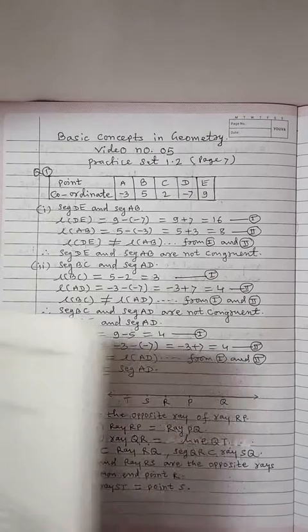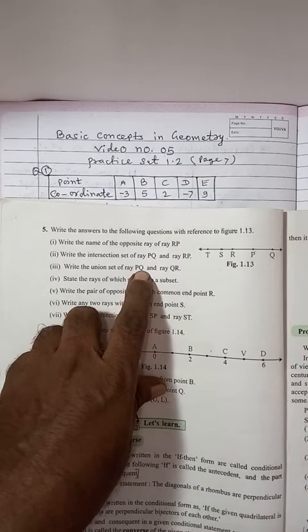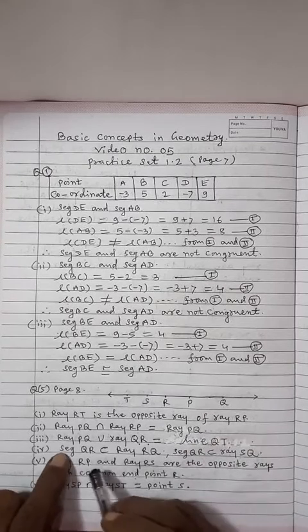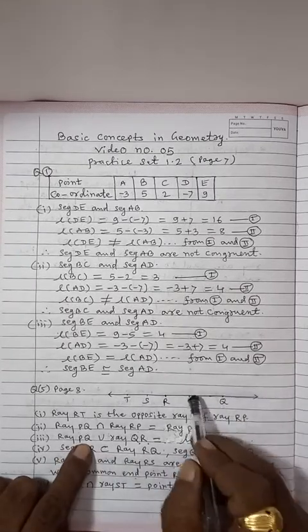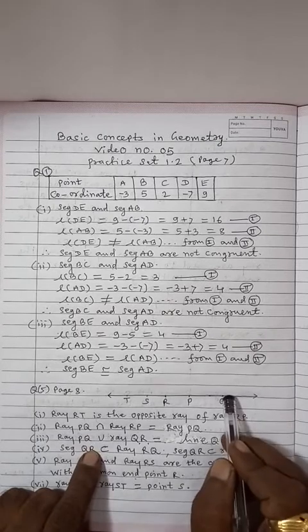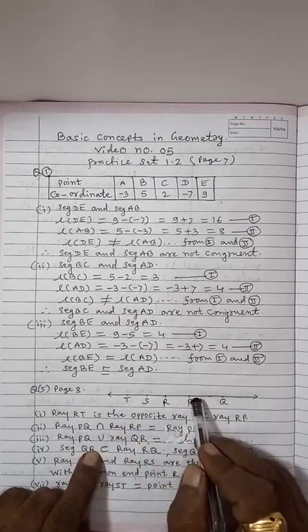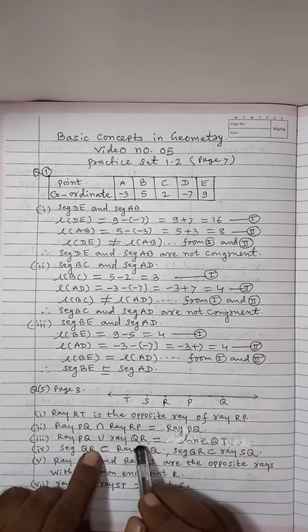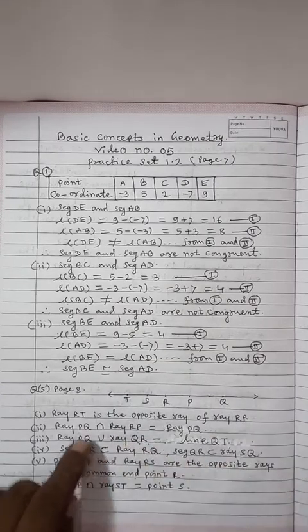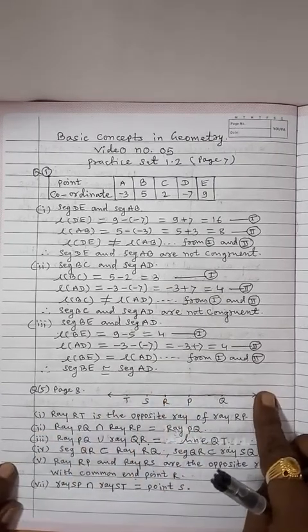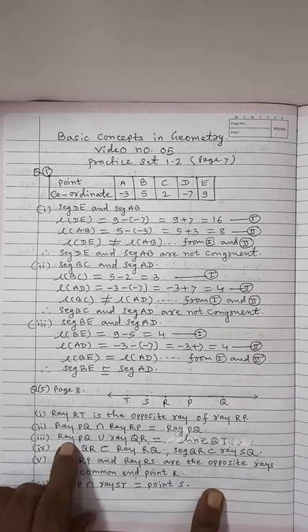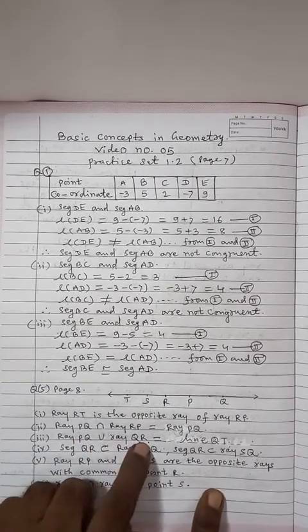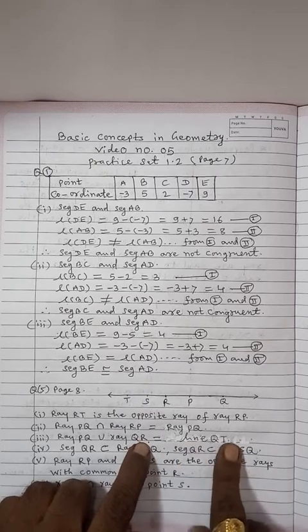Sub question number 3. Write the union set of ray PQ and ray QR. Union set of ray PQ, this side, this complete one, and ray QR, this one, this side. So the union of ray PQ and ray QR will give us the complete line. Okay, so ray PQ union ray QR gives us line QT.